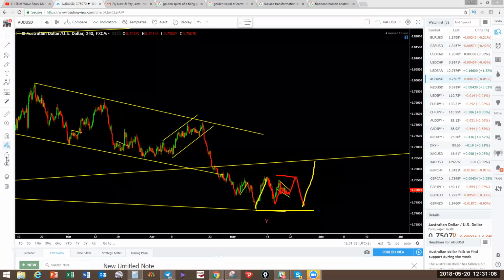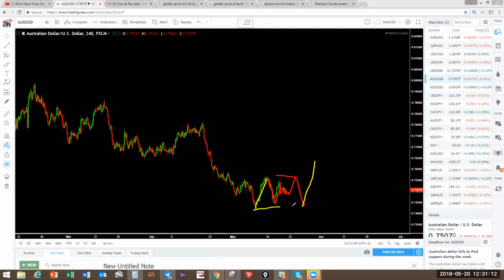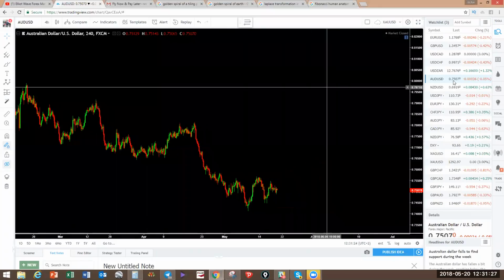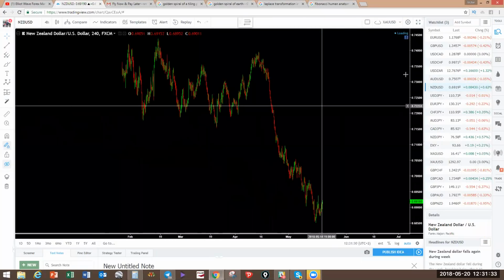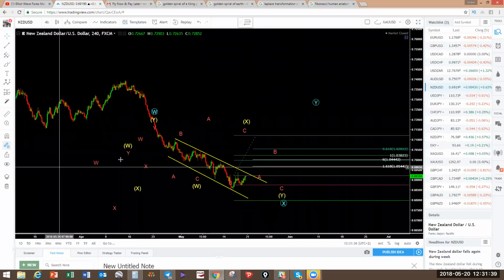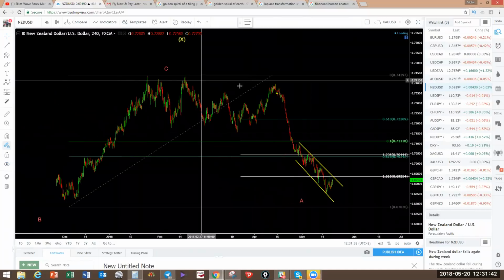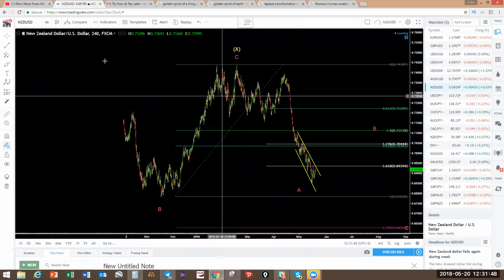That could only be a 3-wave pullback, making this structure here. If it's a 3-wave pullback, then our bias for downside will be valid. So we need to wait for this to build and complete this correction. In the meantime, you trade these short-term moves. Okay, that is Aussie US dollar. New Zealand, you can see it's making a V pattern, wants to bounce to the upside as well. So if I just do this, let's go daily.